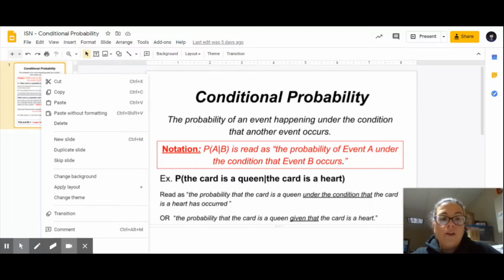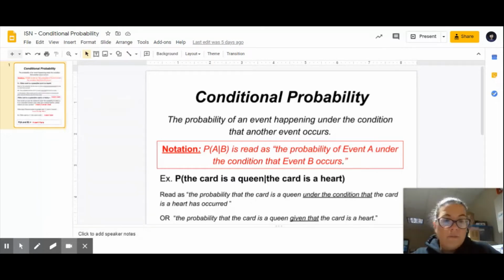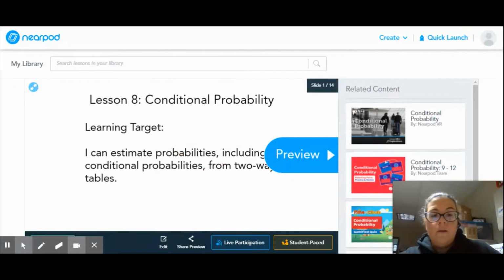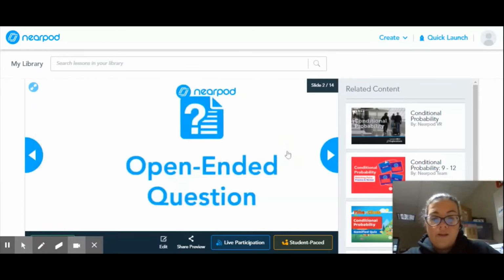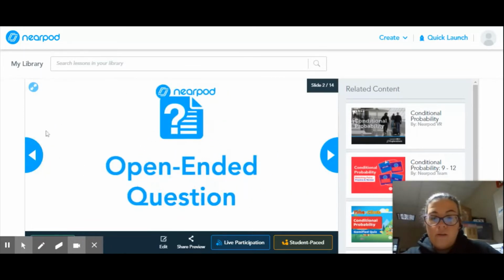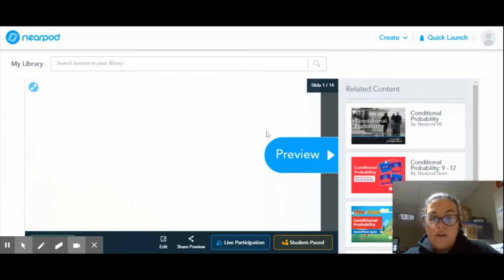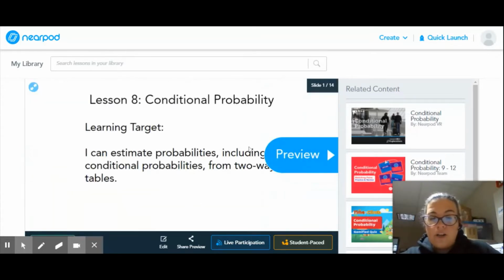The next thing that you're going to do is we're going to open the Nearpod. So I'm going to preview the Nearpod with you while you work through it on your own. It is a self-paced Nearpod, so once you open it up, you will see this screen as the initial screen. Our learning target is to estimate probabilities, including conditional probabilities from two-way tables.